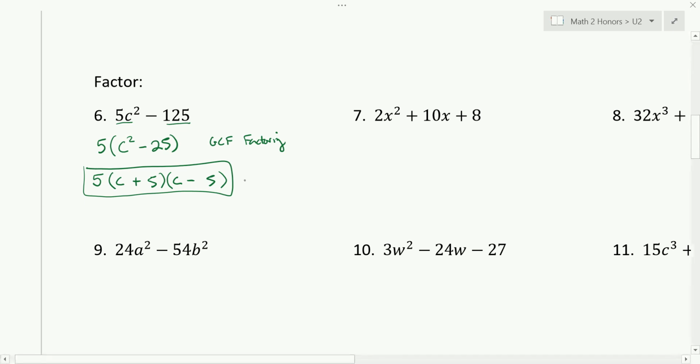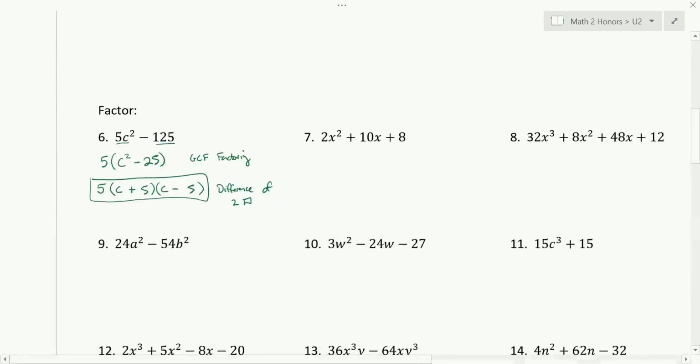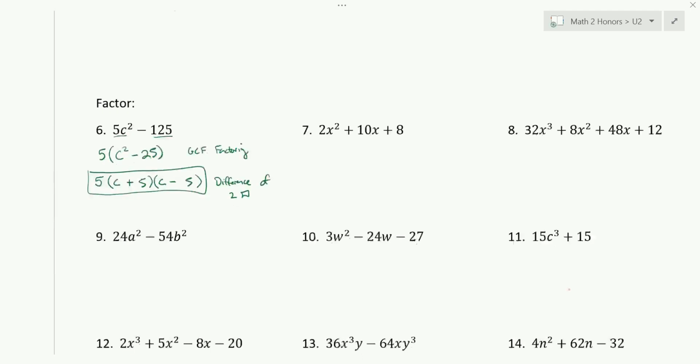And so this was a difference of 2 squares. Now you don't have to write the GCF factoring and difference of 2 squares, but I'm just showing you we use 2 different kinds of factoring there. Yeah, question? Can I do number 11? Yeah, I can. Okay, so you guys okay with 6? All right, so let's take a look at 11.